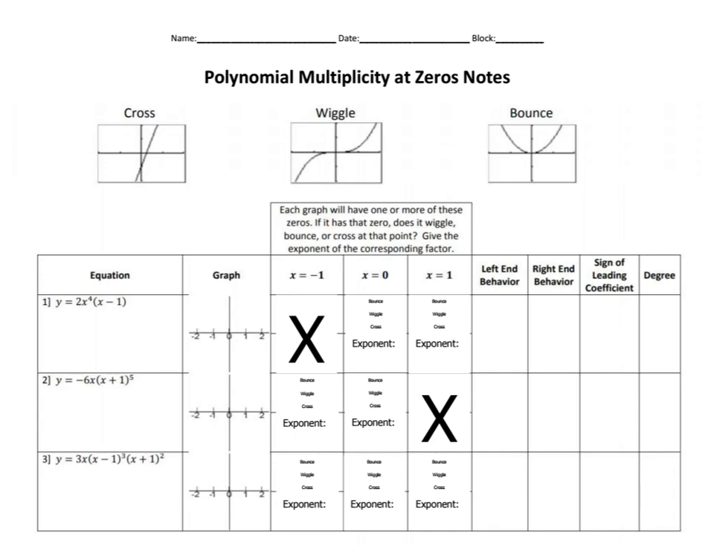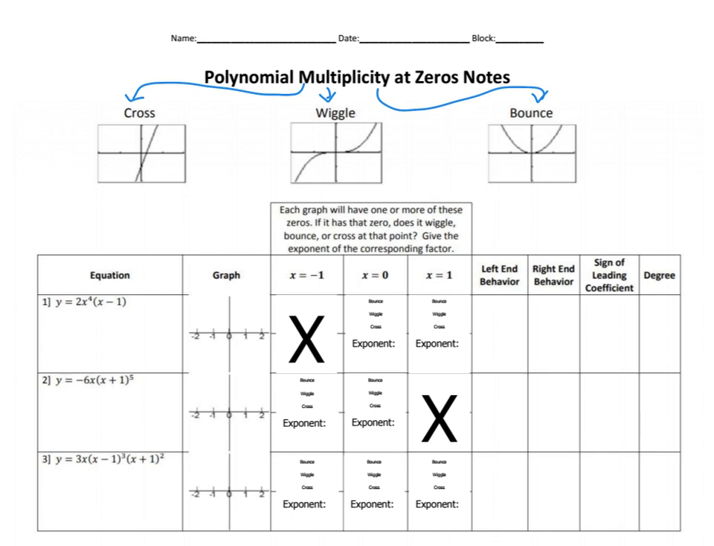In this video, we're going to make a connection between multiplicity and zeros and the shape of a graph of a polynomial. Multiplicity is a new word that we've heard before, but essentially for today, multiplicity is going to talk about these three shapes: a cross, a wiggle, or a bounce. And what we're specifically looking at is the x-axis.